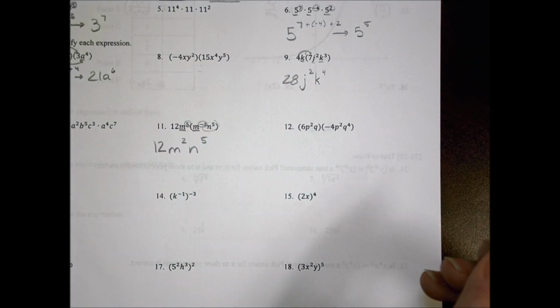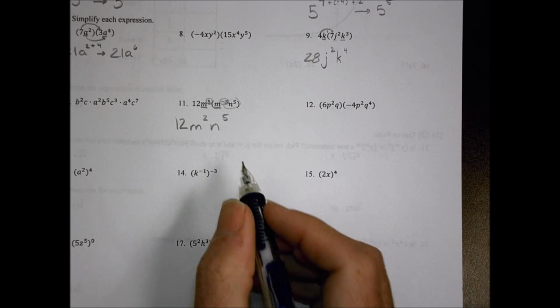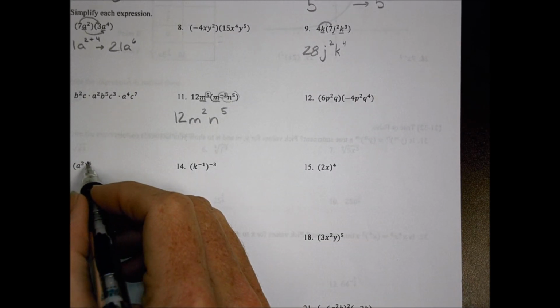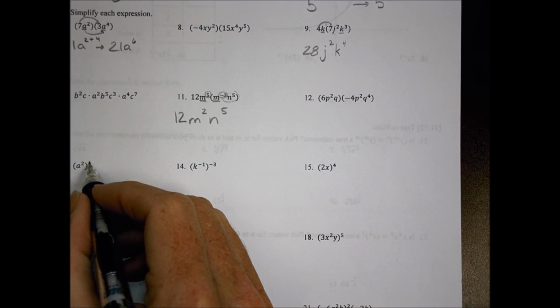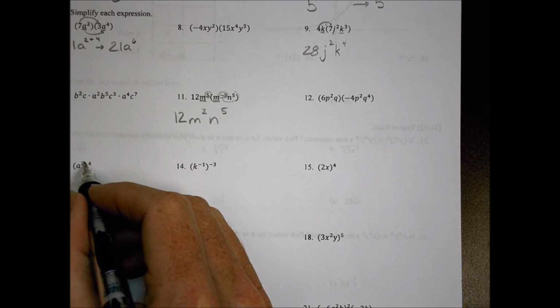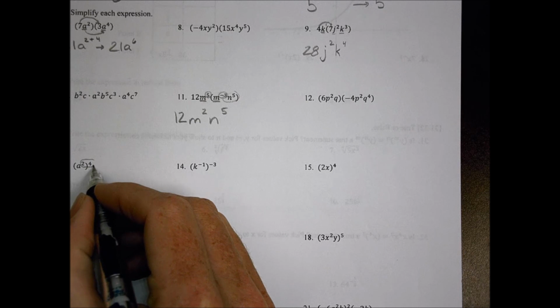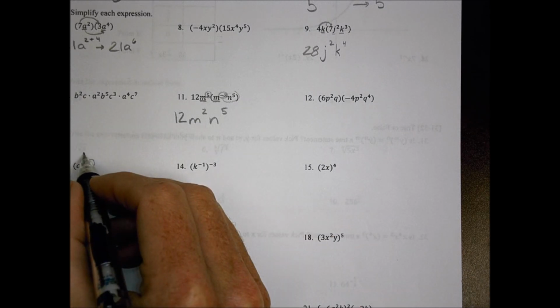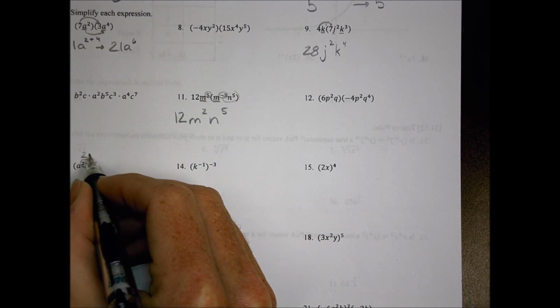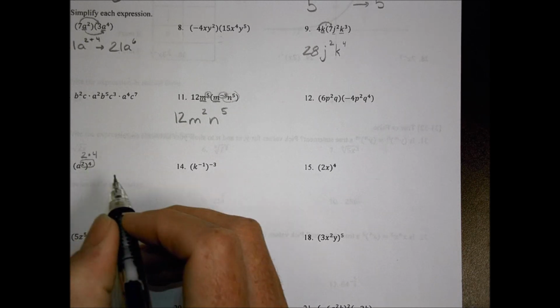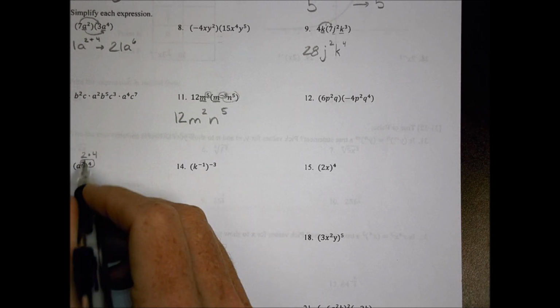Number 13, now we move into ones where we are going to be having an exponent to an exponential power, a squared to the 4th power. When I have exponents to an exponential power, now I'm not going to add those, instead I'm going to multiply those. This becomes 2 times 4, okay? Because if you think about it, it's like this.